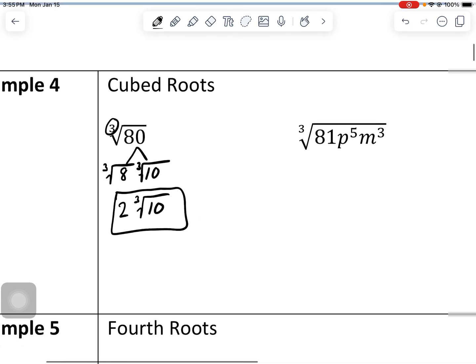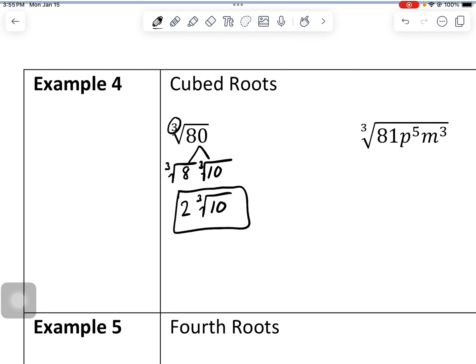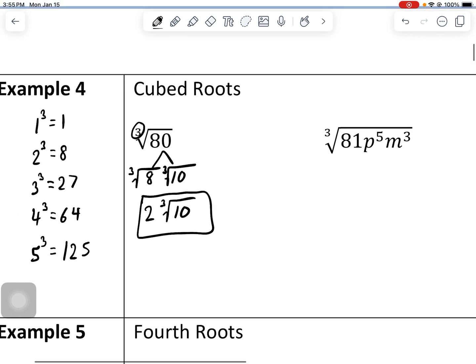Here's a quick list of perfect cubes, just in case you want to write this down. 1 cubed is 1. 2 cubed is 8. 3 cubed is 27. 4 cubed is 64. 5 cubed is 125. And you might see other ones bigger than this, but that's just a quick little list if you want to jot that down, because if you recognize those numbers, you can break it down pretty quickly.